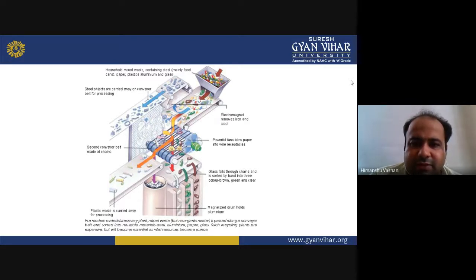Then you can see it has a chain, so the glass falls through the chains and is sorted by hand into three colors, brown, green and clear, because normally these three colors are available for glasses. Regarding the magnetized drum, it holds the aluminium. And in the last zone, you have the plastic waste that is carried away for processing. This is how a recycle plant works. Just for knowledge.